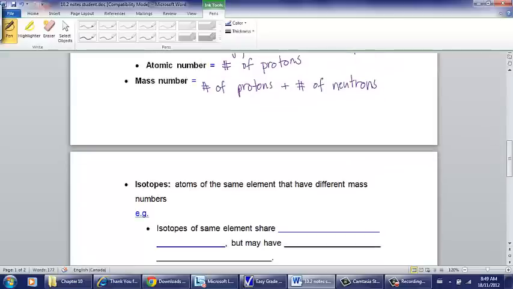Now we're going to look at isotopes. And isotopes are atoms of the same element that have different mass numbers. And they can do this because they have different numbers of neutrons. So they have the same number of protons, different number of neutrons.